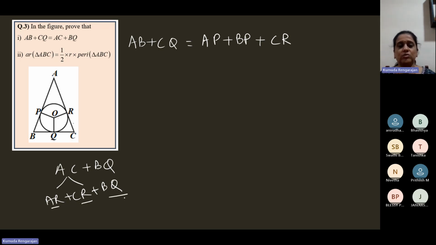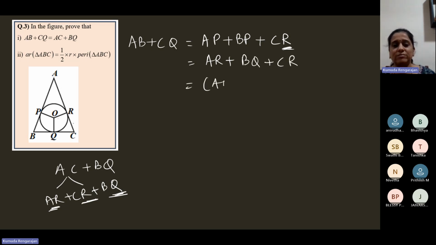AR, CR, and BQ. CR is there, so don't disturb this. So you need to get AR and BQ. See, CR we have here. AP is equal to AR. So we got AR. We need to get BQ. BP is equal to BQ. So we got BQ also, plus CR. Now we have all the line segments. So AR plus CR plus BQ. AR plus CR is AC, plus BQ.